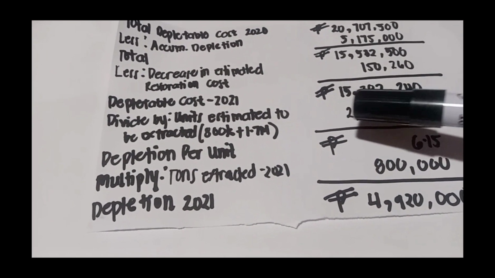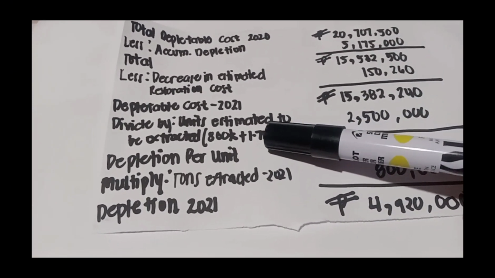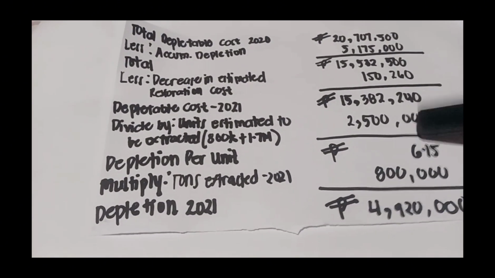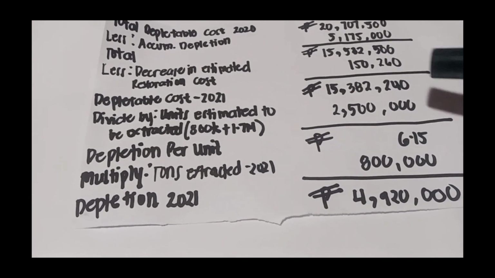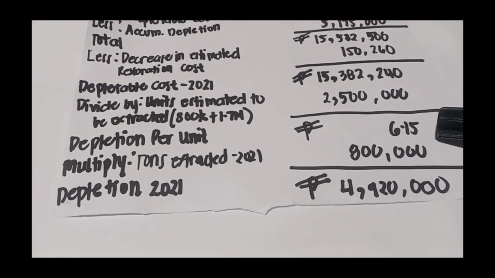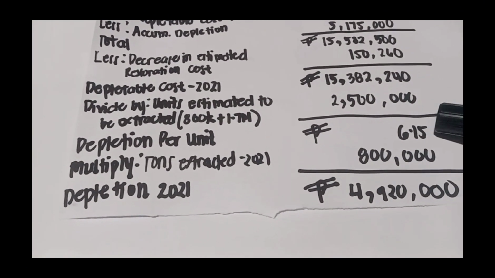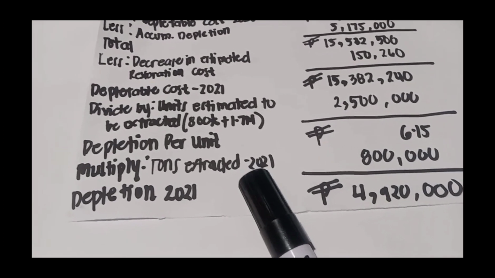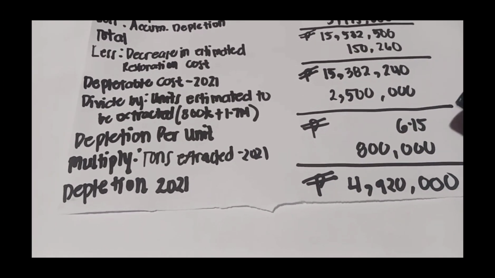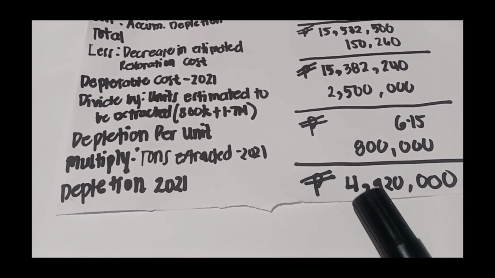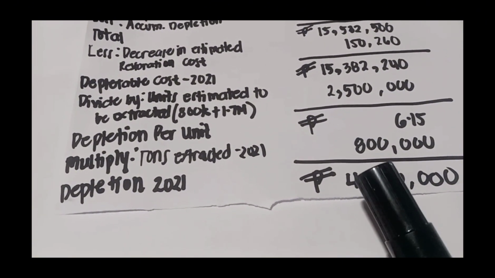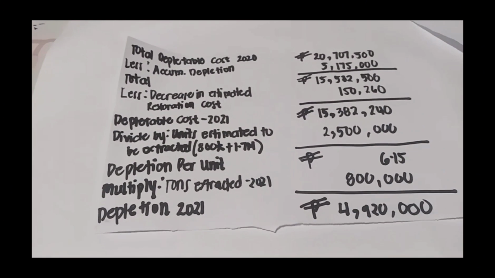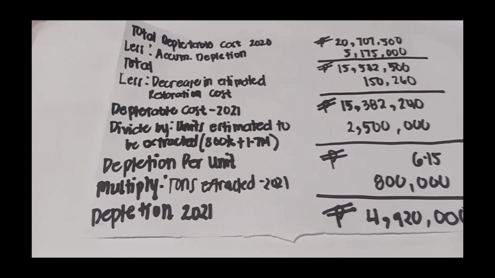So para makuha nato atong depletion per unit, di ba atong i-add sa una ang atong tons extracted og estimated tons remaining na 800K o 1.7 million. So naa tay 2,500,000. Then ato na siyang i-divide. So naa tay 6.15 na depletion per unit. So ato na siyang i-multiply sa tons extracted sa 2021 na 800,000. Now we have the total depletion for the year 2021 of 4,920,000.